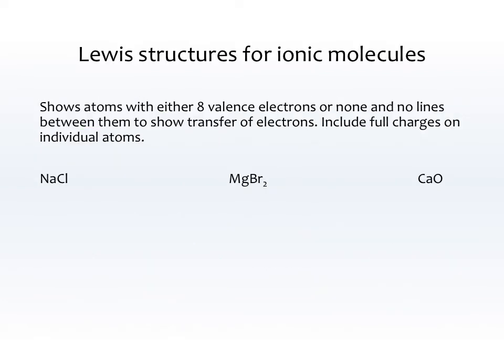Right. Last thing we're going to talk about here for ionic compounds is Lewis structures. Now, Lewis structures, the reason Lewis is capitalized is that's named for Gilbert Lewis. These are structures that show where the electrons are in a molecule. And so for ionic compounds, it will show atoms with either 8 valence electrons or none, and no lines between them to show transfer of electrons. We're going to include full charges on the individual atoms because they are completely losing and gaining electrons.